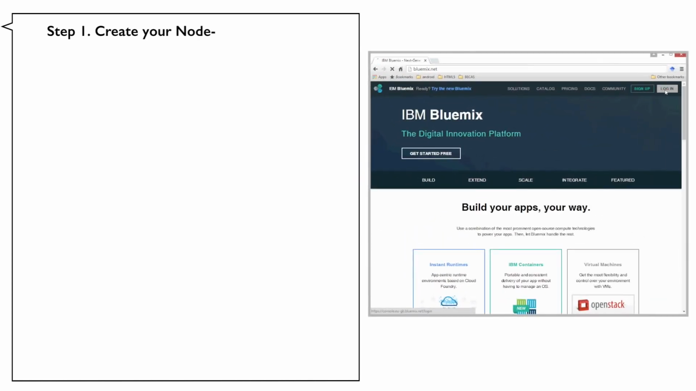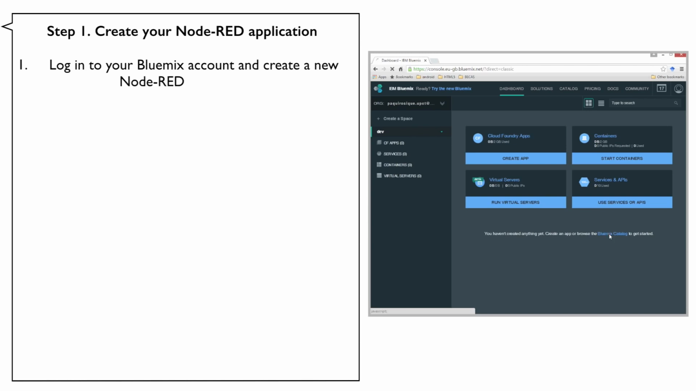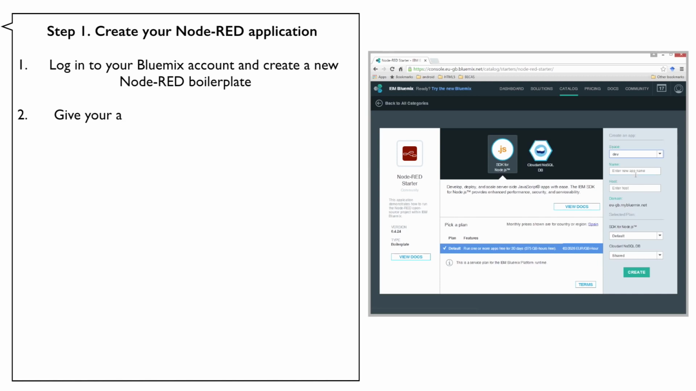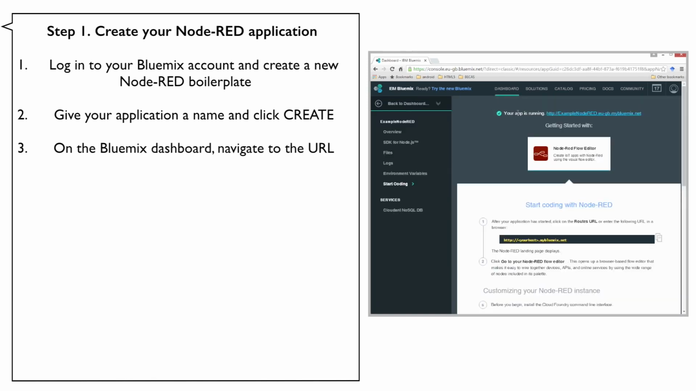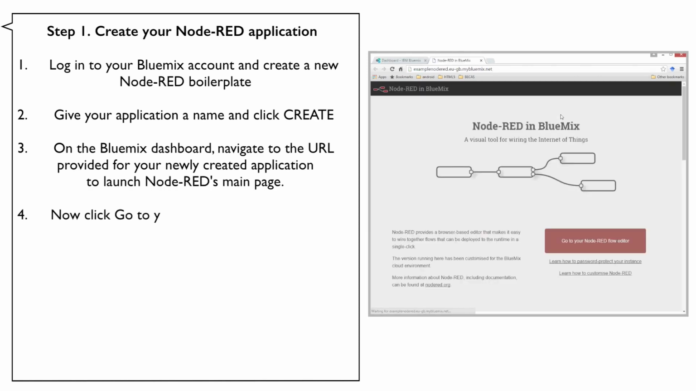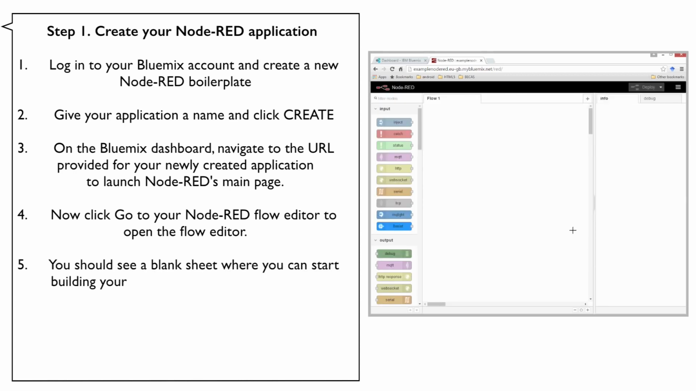Step 1. Create your Node-RED application. 1. Log into your Bluemix account and create a new Node-RED boilerplate. 2. Give your application a name and click Create. 3. On the Bluemix dashboard, navigate to the URL provided for your newly created application to launch Node-RED's main page. 4. Now click Go to your Node-RED Flow Editor to open the Flow Editor. 5. You should see a blank sheet where you can start building your app.